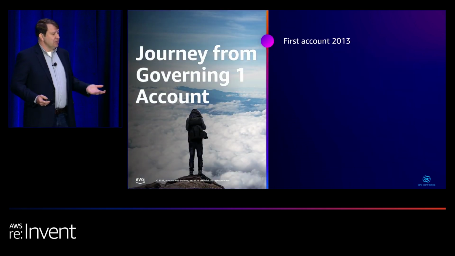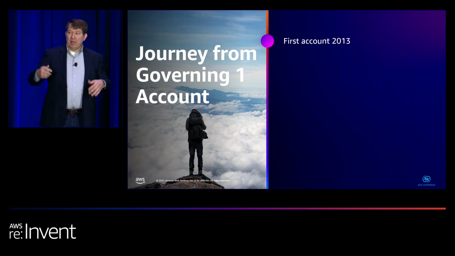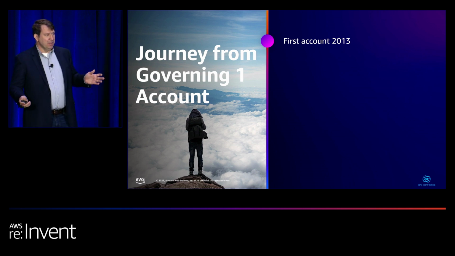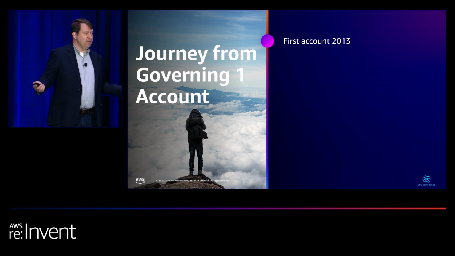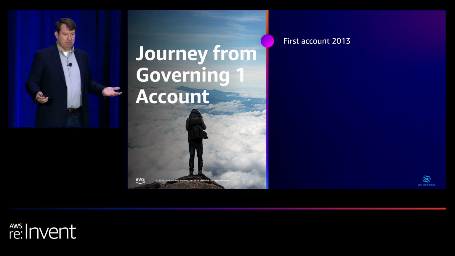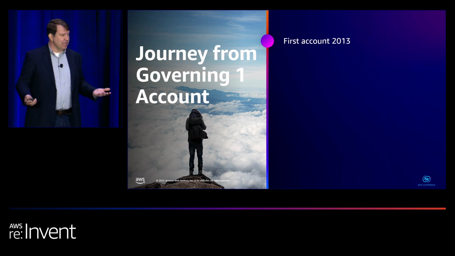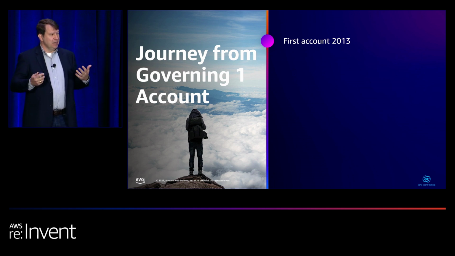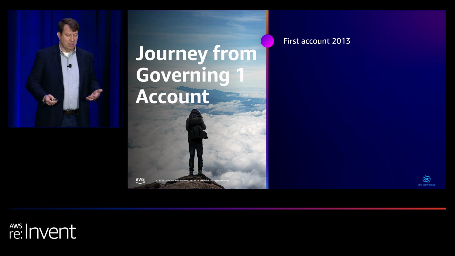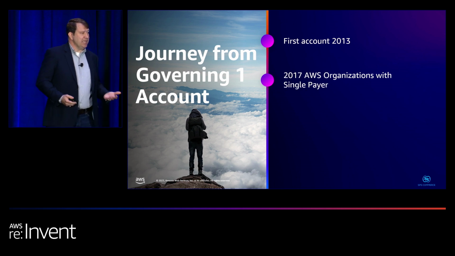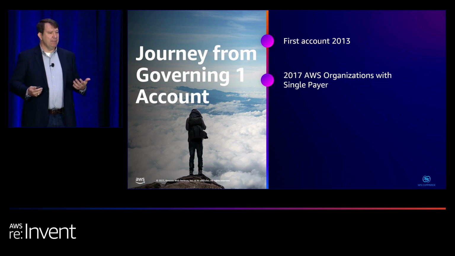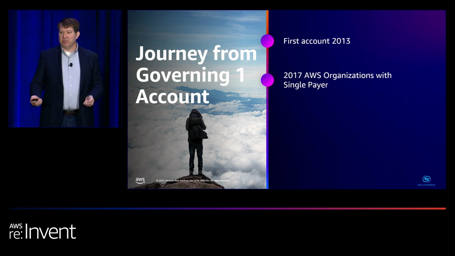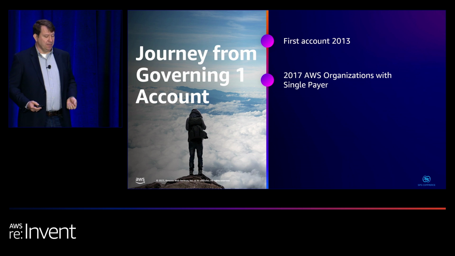Like I said, we started in 2013. For anybody, how many people here were in the cloud before 2017? So all of us started with just having to manage individual accounts all on their own. That was the journey. It was a single account model. You would end up with multiple accounts, and you had to create your own process if you wanted to govern those accounts at scale. But then in 2017, AWS made the first move to enable us to govern multiple accounts at scale, with the release of AWS Organizations and Single Payer.